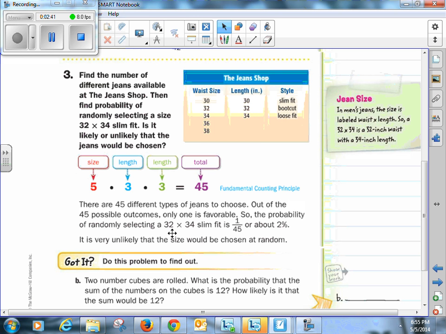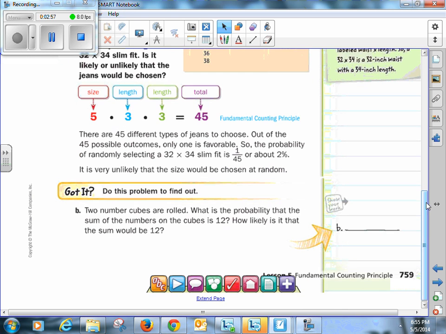And the probability of getting a 32-34 slim fit, that is 1, because there's 1 of each of those. So that's 1 out of 45, or about 2%. So it is not very likely that that size would be chosen at random.